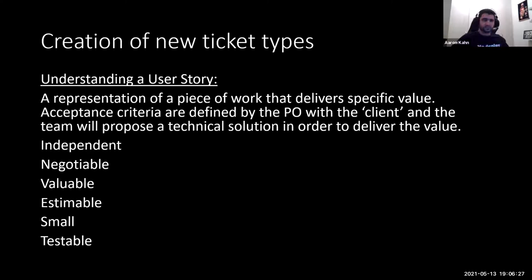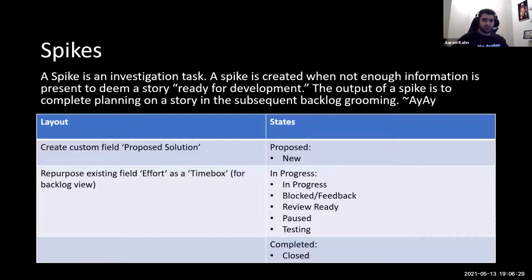But before we do that, I also actually just want to touch base on what a spike is. So now this one you can quote me on. A spike is an investigation task. A spike is created when not enough information is present to deem a story ready for development. And the output of a spike is essentially to complete planning on a story in subsequent backlog grooming. So it's essentially just an investigation task in order to find more information to actually put onto a story that will then be picked up for development.